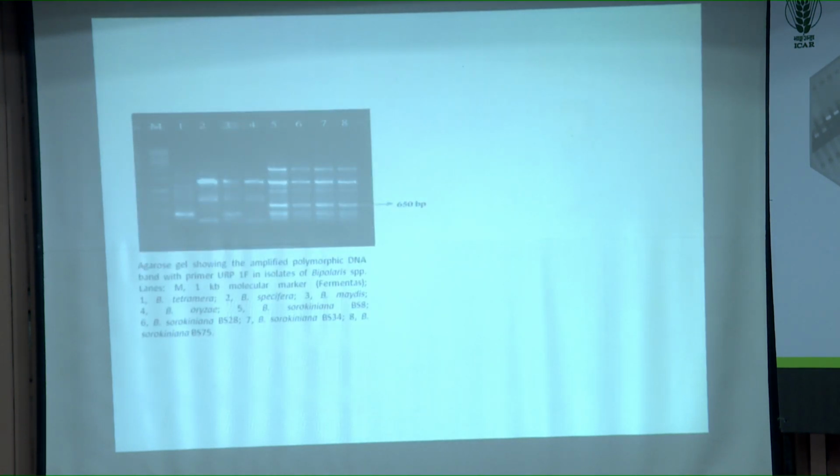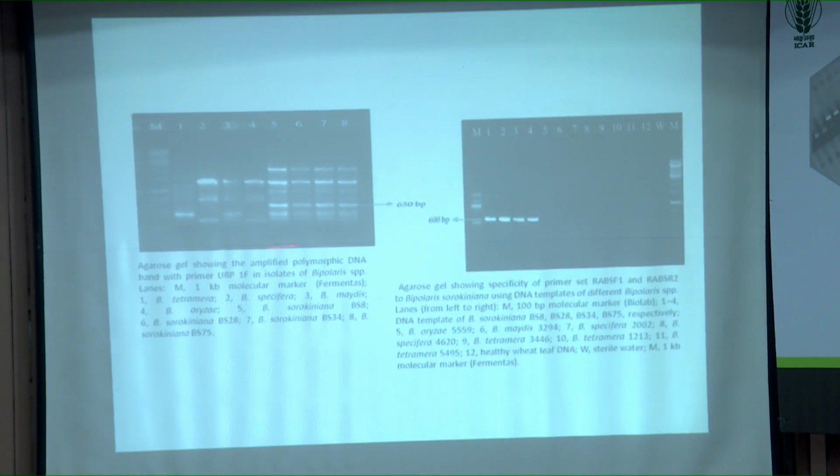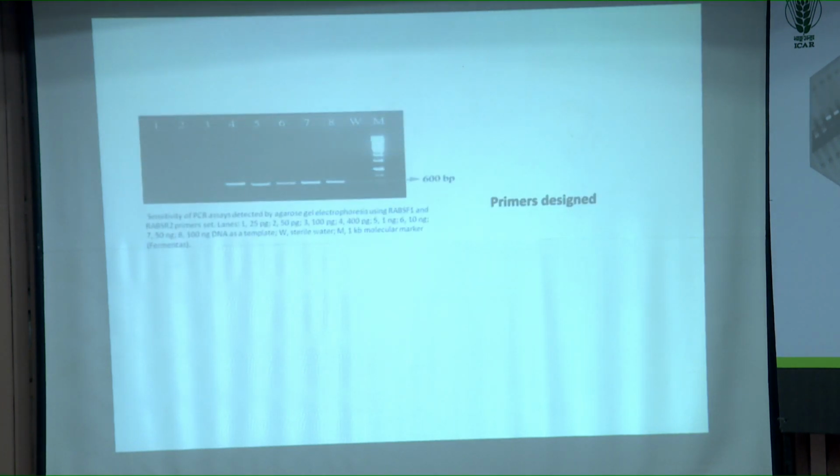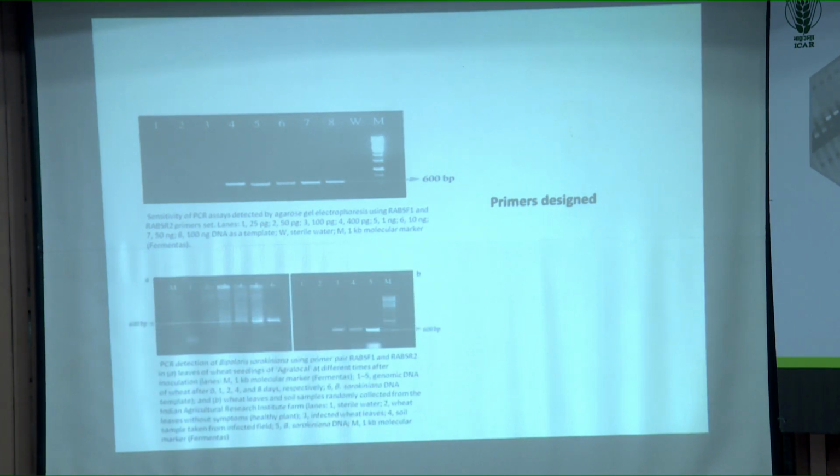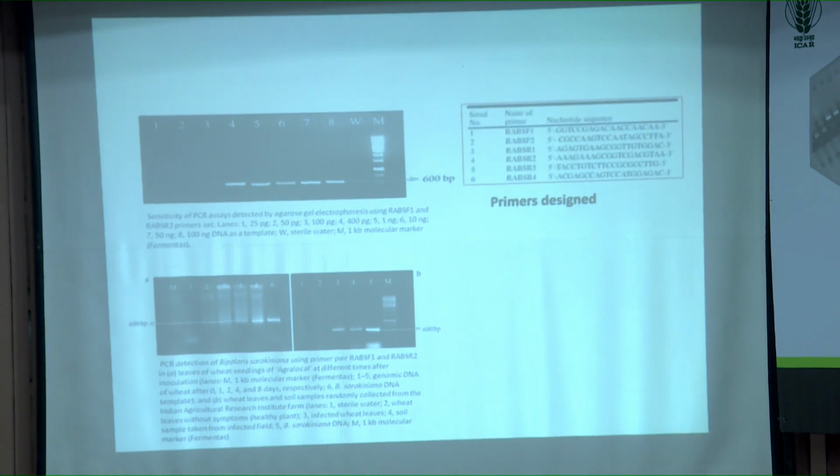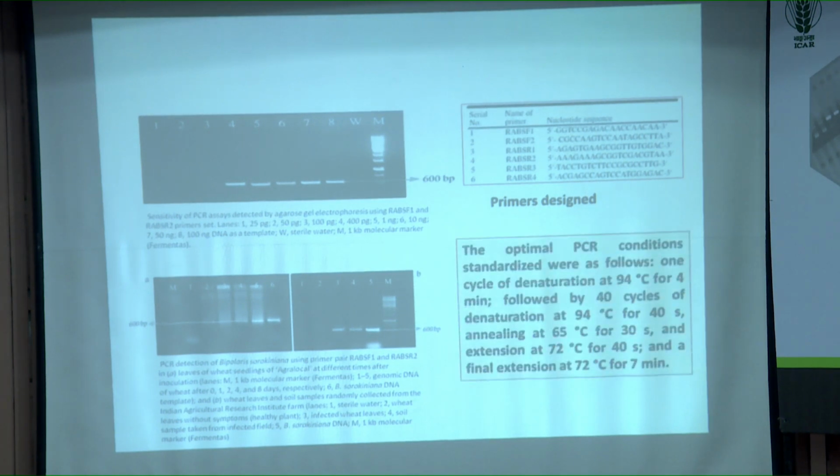You can see this is the unique fragment they selected for the development of the marker. They checked a number of Bipolaris sorokiniana isolates and found it amplifies only Bipolaris sorokiniana. Further, they checked specificity and sensitivity of the primers. These are the number of primers designed based on that unique region, and they identified one that can only amplify Bipolaris sorokiniana, not other pathogens. They optimized the PCR conditions for that particular diagnostic.